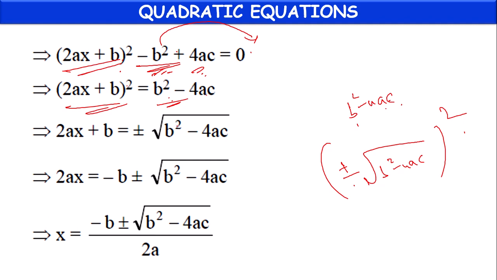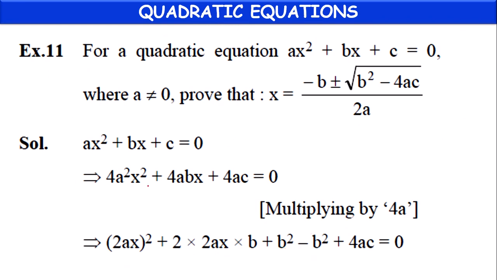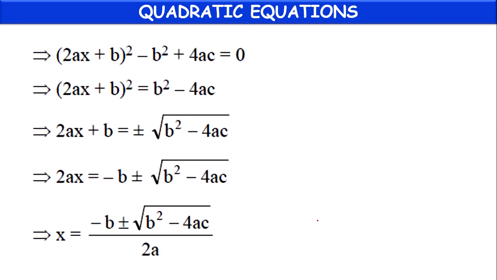So after writing like this, side square, both get cancelled. So what we will be having is 2ax plus b equal to plus or minus root of b square minus 4ac. Next, 2ax equal to, b will come towards the right hand side, minus b plus or minus root of b square minus 4ac will be there, and 2a will come downside. This equation we will get. So just by multiplying with 4a, we can prove this formula, children.